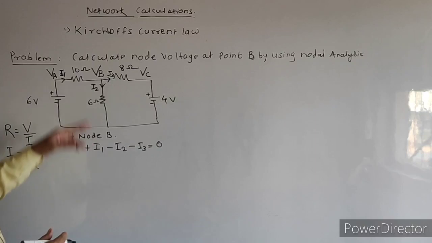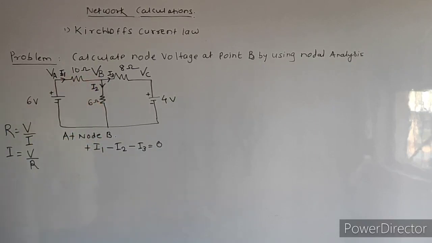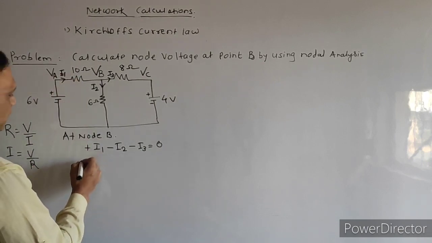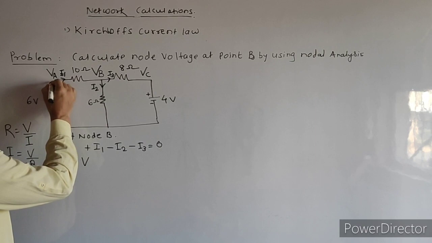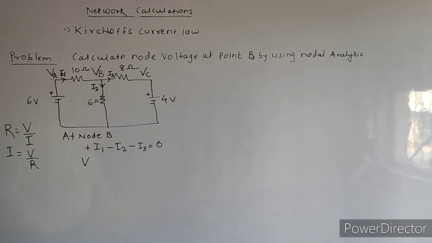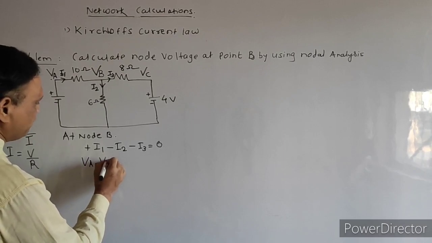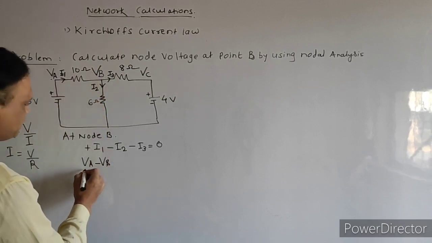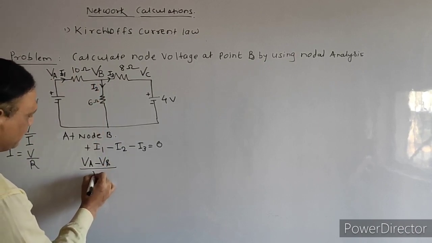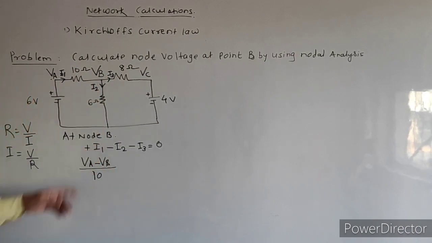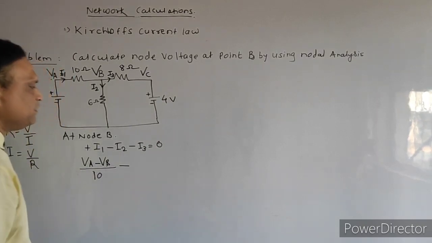I1 is the potential difference across this 10 ohm. That means VA. Always consider that this is at a higher potential. The battery source is here, therefore this is a higher potential. So we'll write VA minus VB. That is the voltage difference, that is voltage across this 10 ohm upon resistance. So V by R is my I. That is I1. Right?